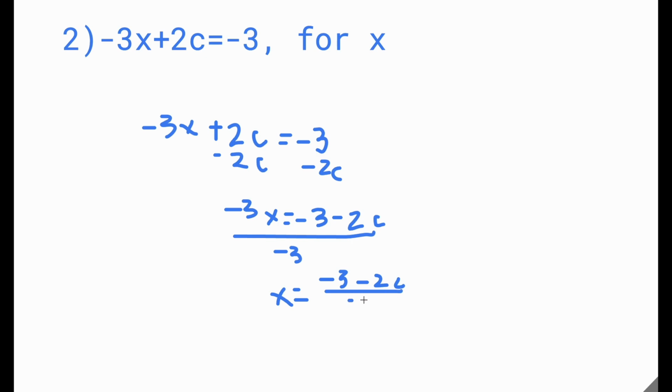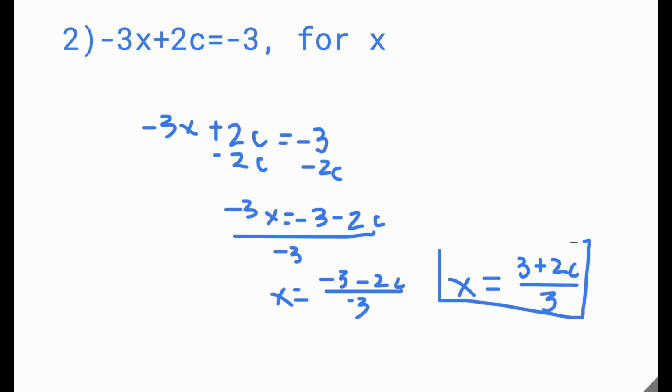over negative 3. However, you can and probably should further simplify this equation by taking out the negative here, because there's a negative both on the numerator and the denominator. Those would cancel out, giving you x equals 3 plus 2c over 3. So that would be your final and correct answer.